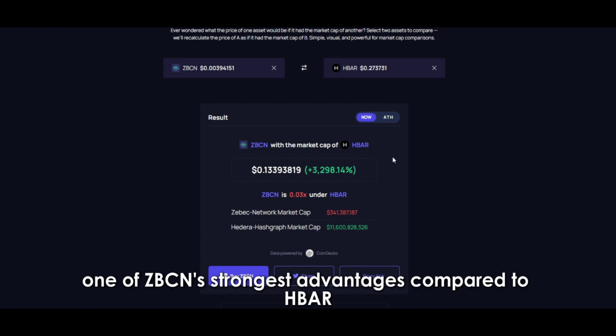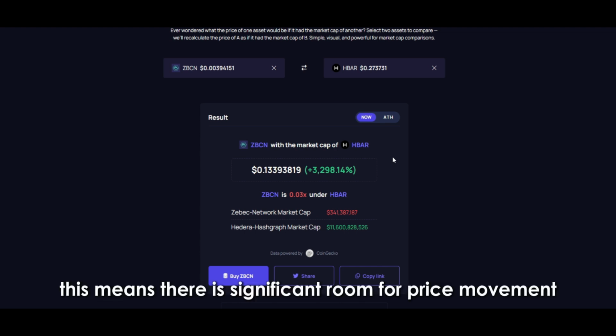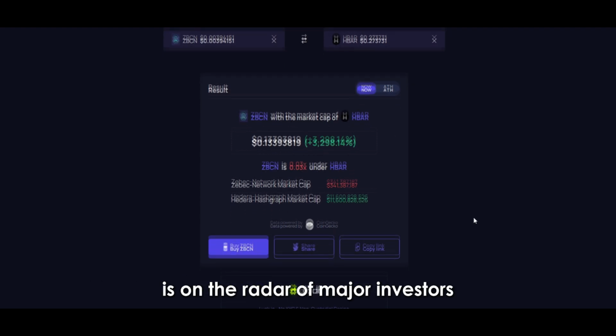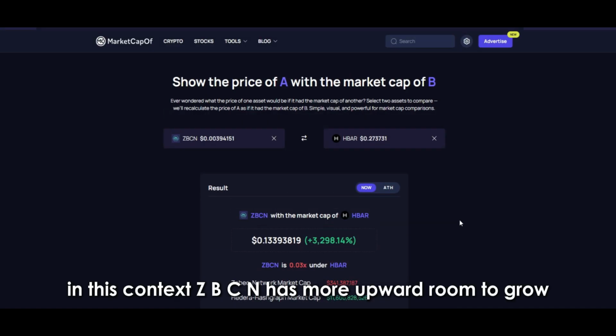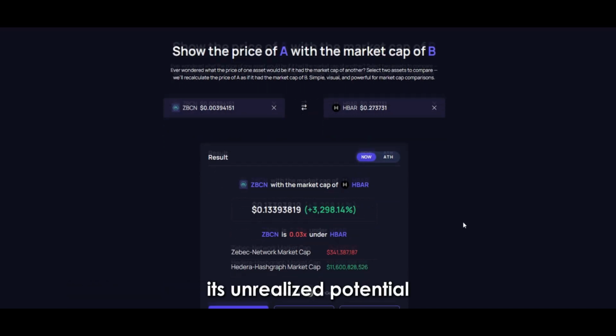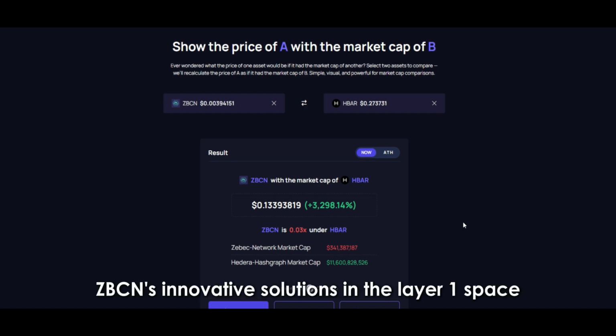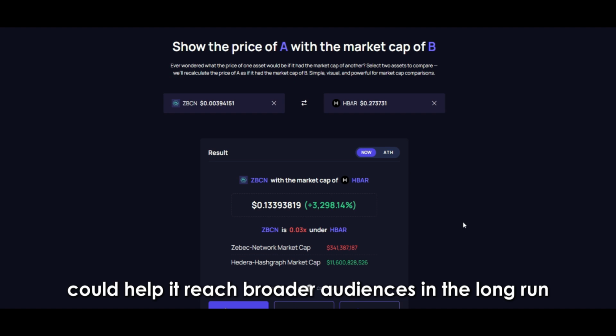One of ZBCN's strongest advantages compared to HBAR is that it remains largely undiscovered. This means there is significant room for price movement. Meanwhile, HBAR has already been listed on many exchanges, is on the radar of major investors, and may have reached a level of price saturation. In this context, ZBCN has more upward room to grow. Its unrealized potential may be reflected in price over time as the project advances and more announcements are made. Additionally, ZBCN's innovative solutions in the Layer 1 space and its low transaction fees that make development easier could help it reach broader audiences in the long run.